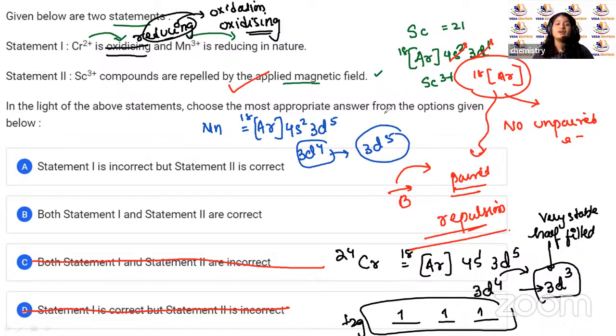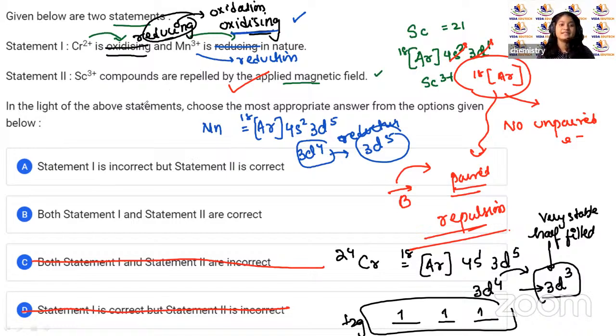That means it is going to gain, right? When it is going to gain, that means this should be oxidizing. Then only it will undergo reduction to gain. So when it is 3d5, it is undergoing reduction. Reduction means it should be oxidizing in nature, right? So that's why the first statement is wrong.